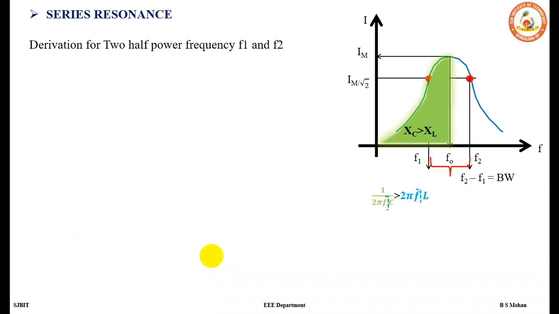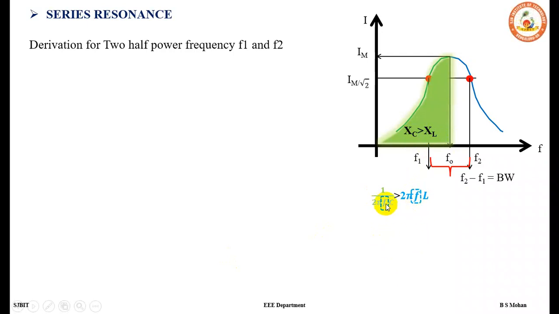Now, in this shaded part, as we increase the frequency, I am saying that XC is greater than XL. How? What is the formula for XC? 1 by omega C, or 1 by 2 pi F C. What is the formula for XL? 2 pi F L. So at a smaller value of frequency, which will dominate? XC will dominate, whereas XL will be smaller.